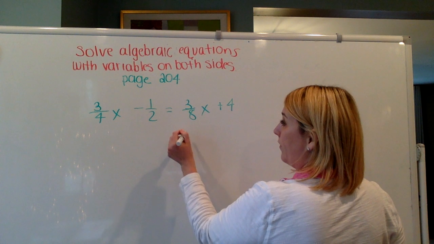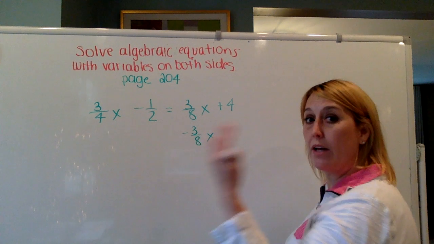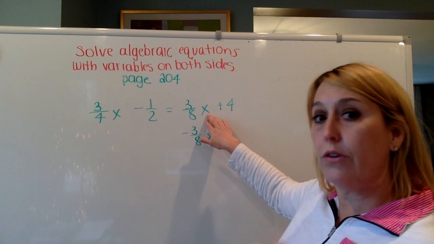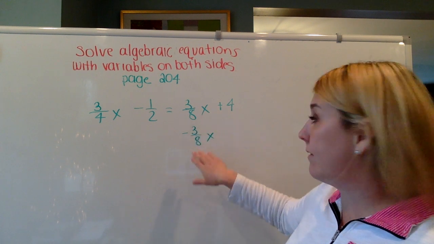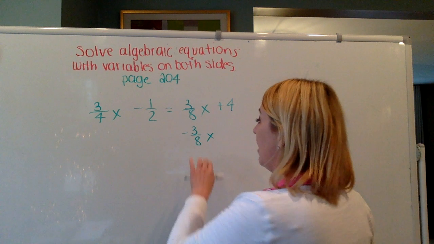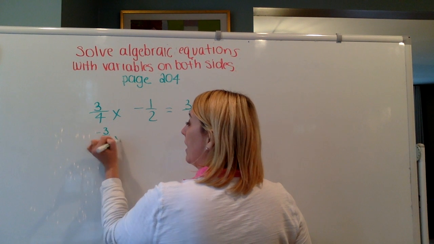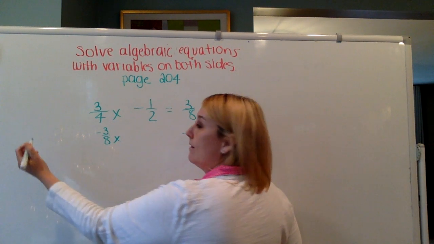So it's a positive 3/8 x. So I have to do subtraction, right? I'm undoing this one. I'm trying to get it to 0. So I'm trying to undo 3/8 x. The only way to undo the positive 3/8 x is to subtract 3/8 x. I'm going to do that on this side. I need to do it on this side. And again, this is where I tell you need to be doing your work out.